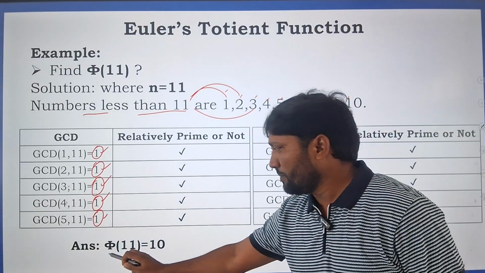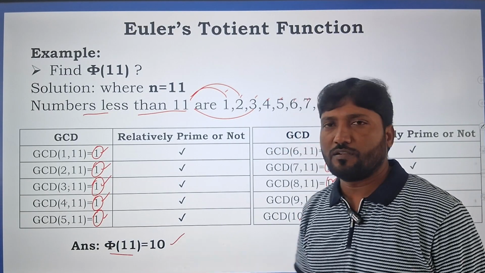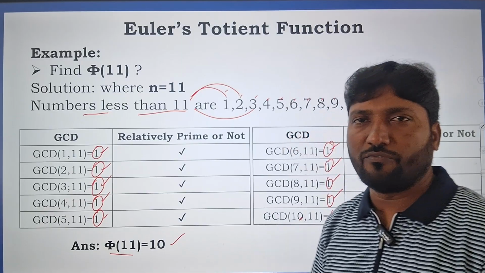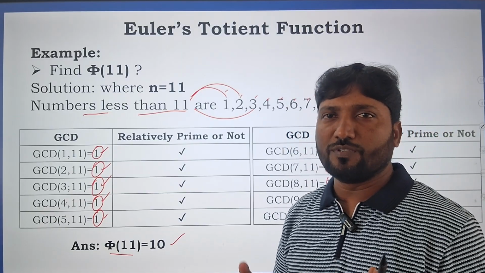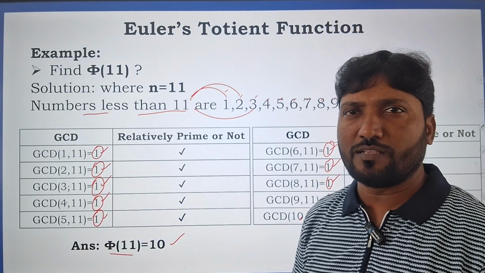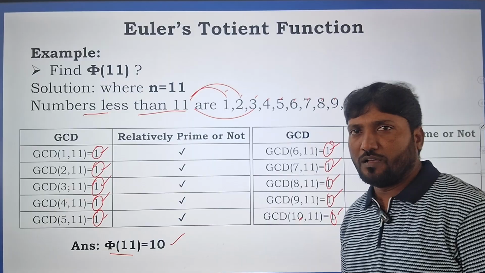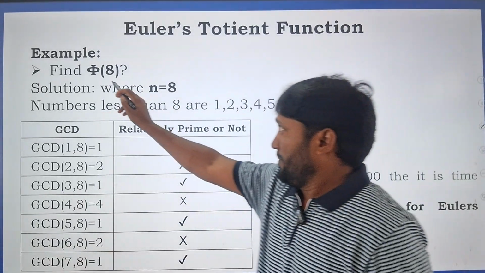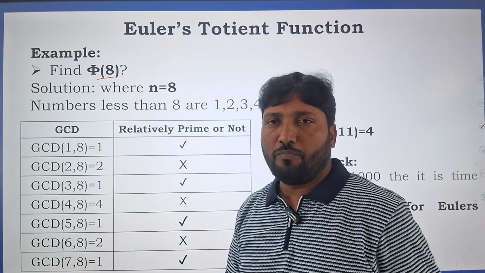Now, what is phi of 11? That is 10. Like this, we calculate the phi of n value. This phi of n value is called Euler's Totient function. Let us see one more simple example to calculate the Euler's Totient function. Phi of 8: find out the phi of 8.